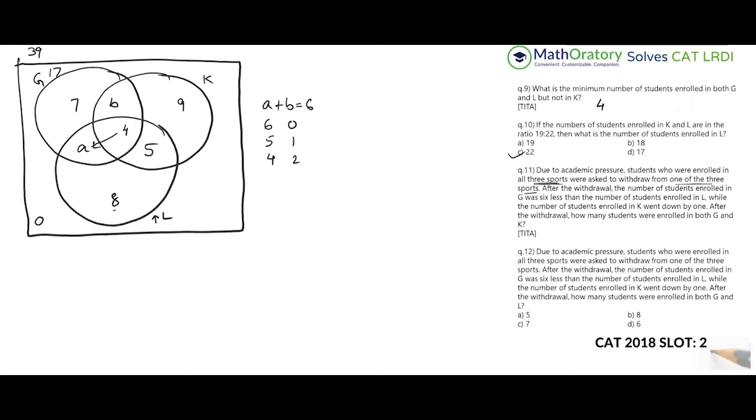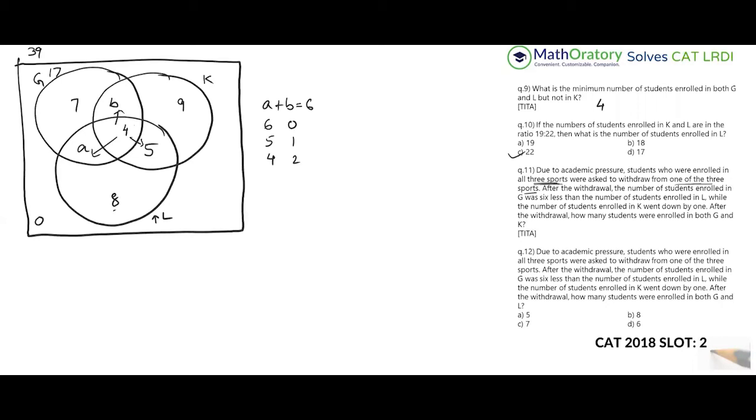They will not be just playing K. Similarly, if somebody is going out of L, going out of the enrollment of L, they are still playing G and K. So they'll move to this region, right? So that is where the movement will happen. It will happen either to this region or to this region or to this region. So the net movement has to be 4, because after this adjustment, the center region should become 0, right?